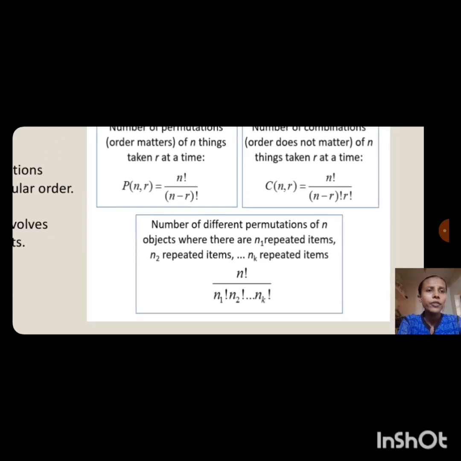Number of different permutations of n objects where there are n1 repeated items, n2 repeated items, and so on, nk repeated items: n factorial divided by n1 factorial, n2 factorial, and so on, nk factorial.